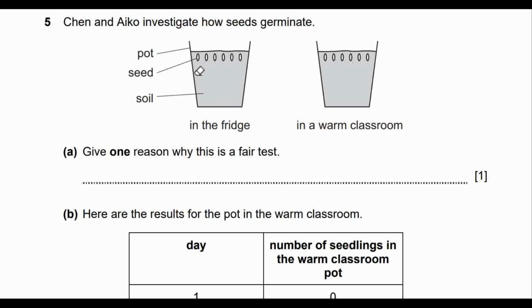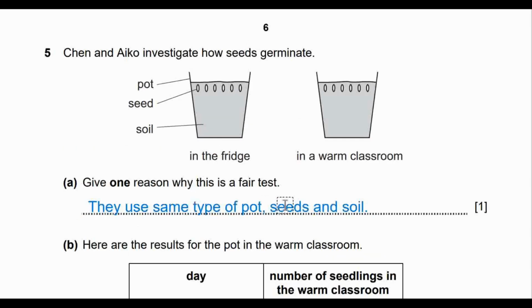Well, if we compare the two diagrams, it has the same seeds, 1, 2, 3, 4, 5, 6, same number of seeds, same amount of soil, same pot, and we just give one reason for that. Let's type it down. So they use the same type of pot, seeds, and soil. Next, let's move on to 5b.